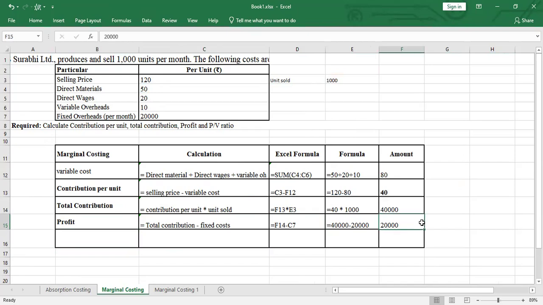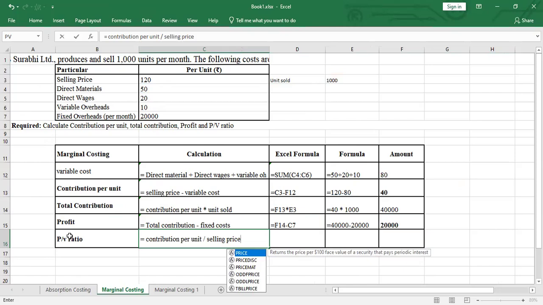Profit is 20,000 rupees. Lastly, we also have to calculate what? PV ratio, profit to volume ratio. The formula for this is contribution per unit divided by selling price.